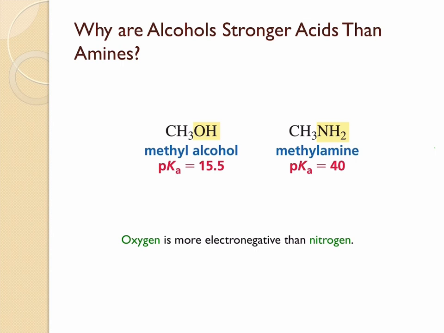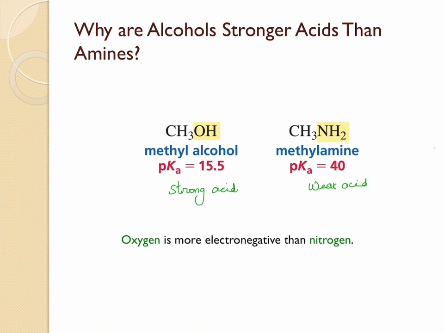Now let's see, why are alcohols stronger acids than amines? We have methyl alcohol here, which has a pKa value of 15.5, and we also have methylamine, which has a pKa value of 40, which means this is going to behave as a weak acid, whereas this one is comparatively a strong acid. Now, what is the reason behind it?